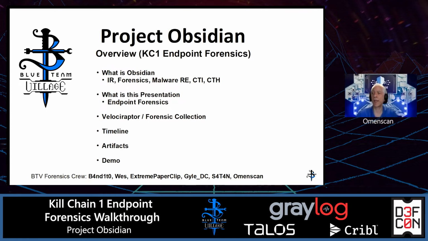There were 3 kill chains: kill chain 1, kill chain 2, and kill chain 3. So this presentation is very targeted. It's the kill chain 1 endpoint forensics, just looking at the forensics on the endpoints. To do this, we used Velociraptor. Velociraptor is a forensics collection tool. So we ran Velociraptor on the machines in the environment and then analyzed those machines.